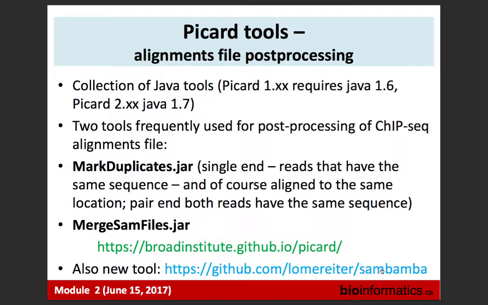By running mark duplicates, we will set a flag, which is field 2 in a SAM file, which will indicate to us that this read is duplicated. So we should use flag filtering, and we will be doing this in our practice. Now let me answer the question about quality.